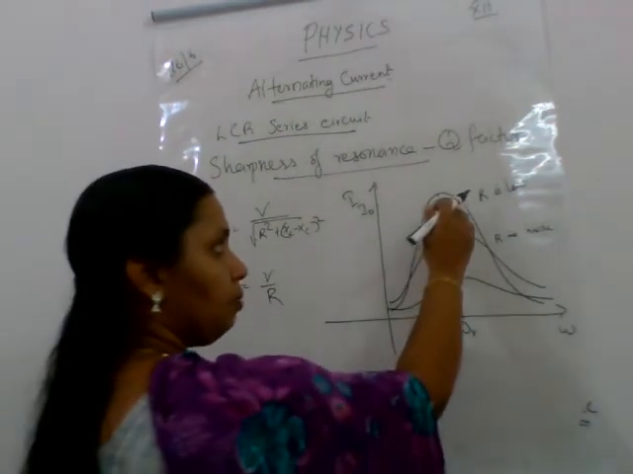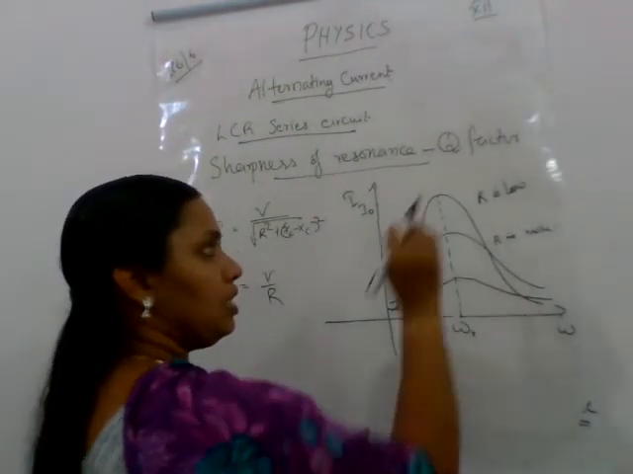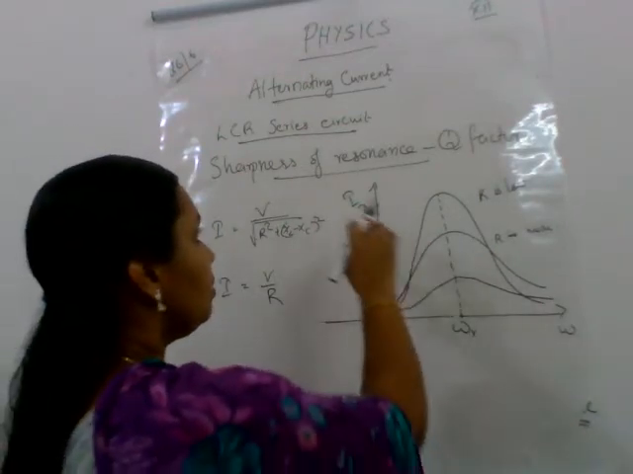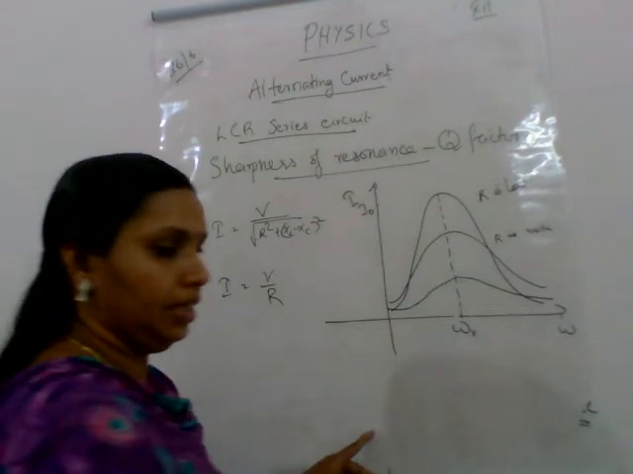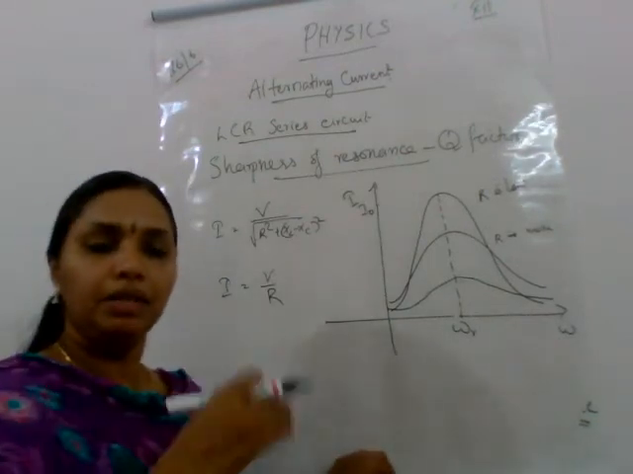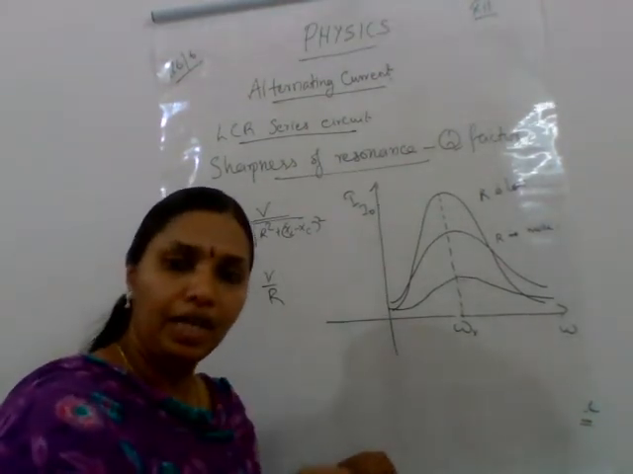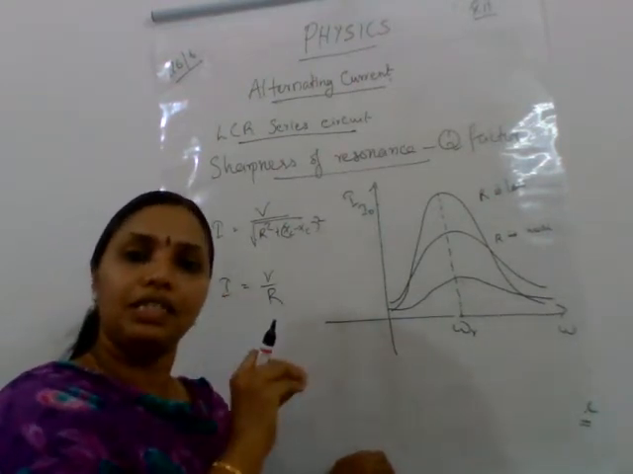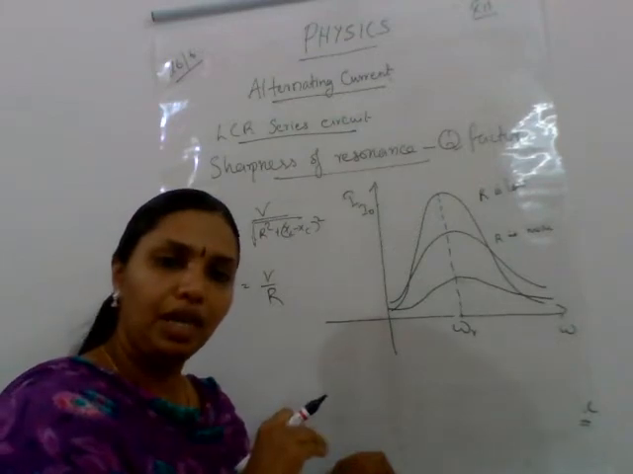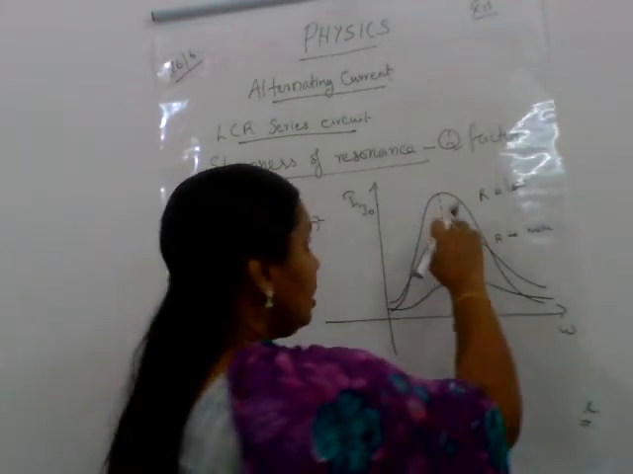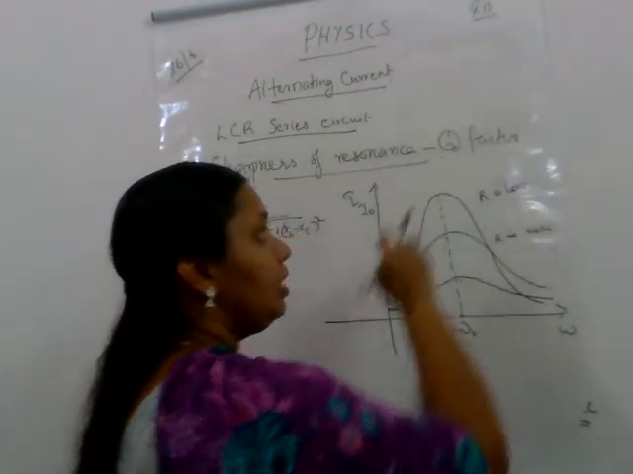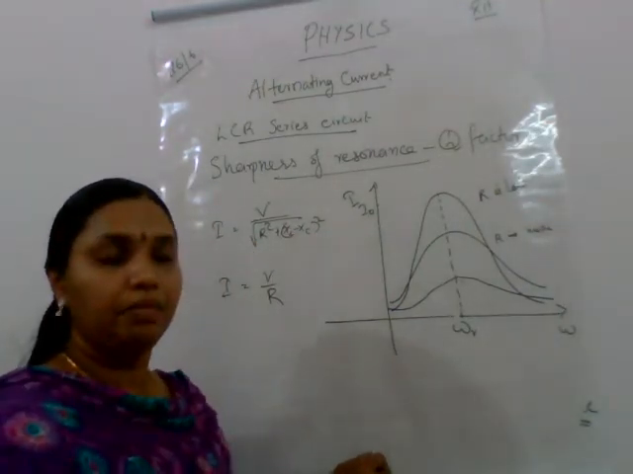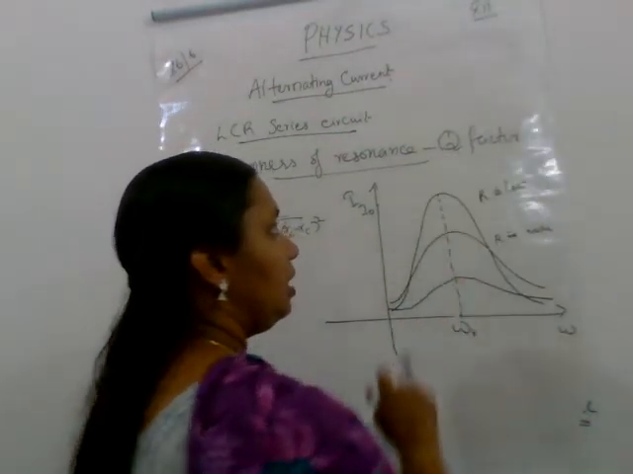So this sharpness, that is this peak, that's the maximum one, is known as the sharpness of resonance. It is more sharp for less value of resistance. So if the input resistance in the circuit is less, the sharpness will be more. And the sharpness is measured by a quantity that is known as the Q factor.